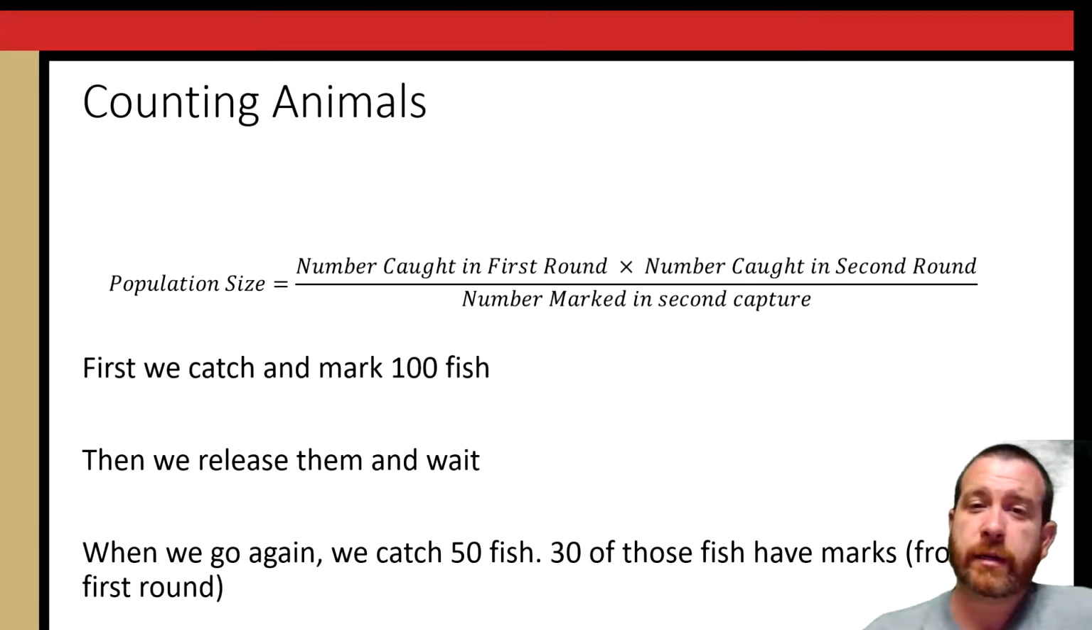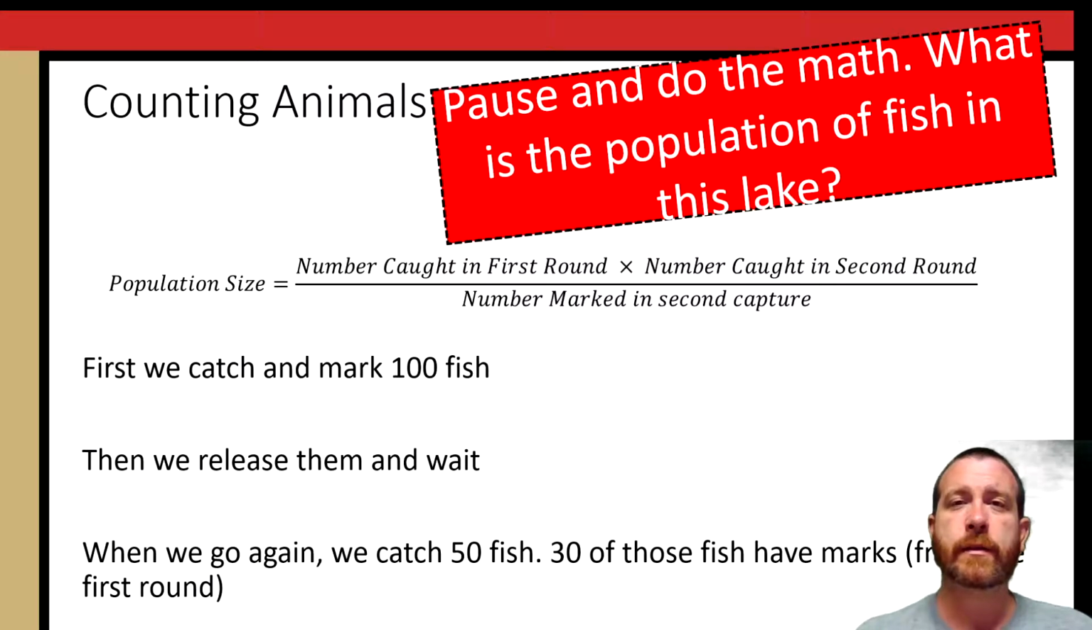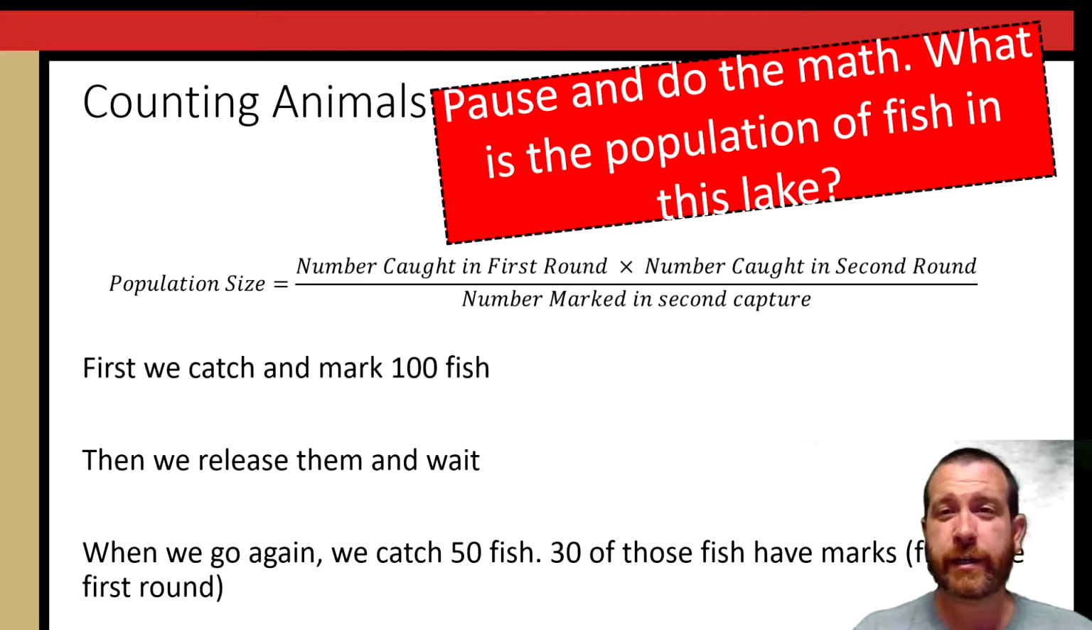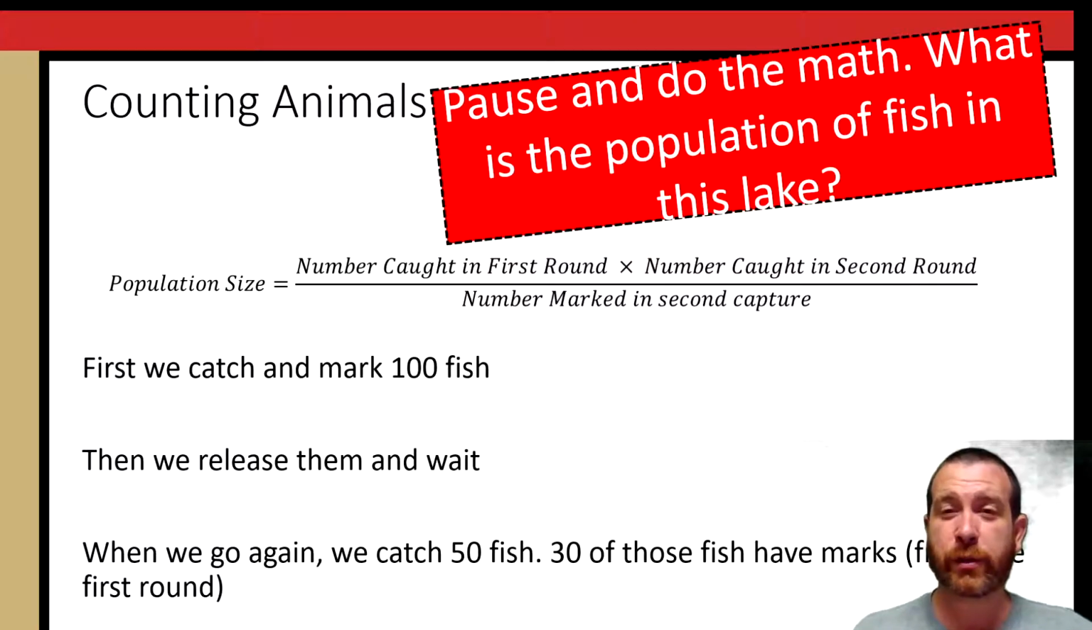When you plug that into that math, what I want you to do is press the pause button right now and do this calculation. What is my population size? So press pause right now. And once you've unpaused, hopefully you see that this is around 166, 167 individuals in this lake as an estimate. There's a little bit more math if we want to get more technical, but that's a pretty good guess on how many fish are living in this lake.